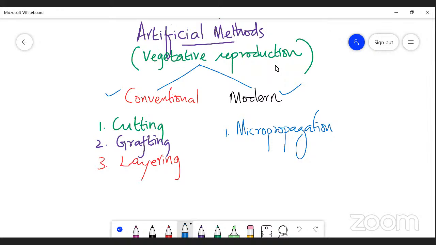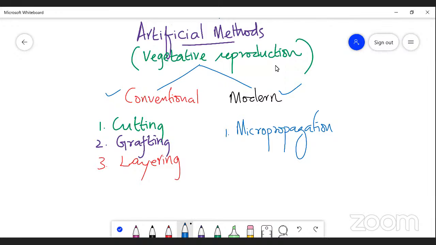What is the difference between conventional and modern method? Conventional method is a method of reproduction in which the technique has been followed for a long time. It has been used for a long time. That is called the conventional method, whereas modern method means the technology is being used only in a very short time. So that's the difference between the conventional method and the non-conventional, also known as the modern method, of artificial vegetative reproduction, right?